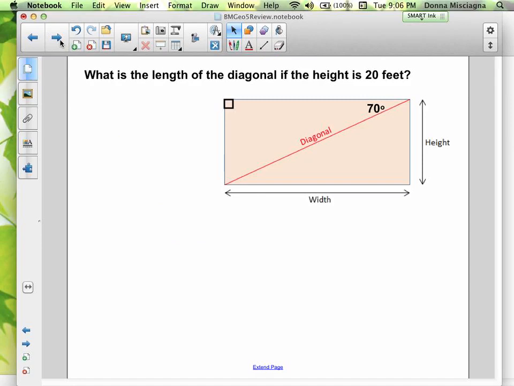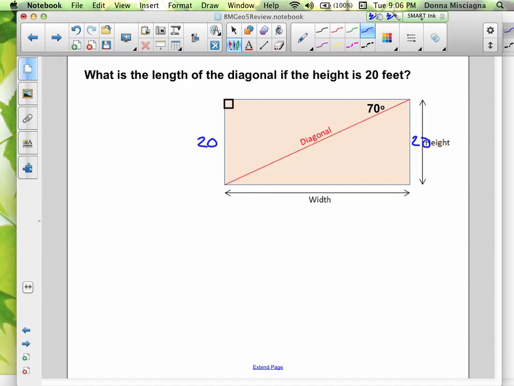And we want to know the length of the diagonal if the height is 20 feet. The height would be 20 here, and this is a rectangle. We know because we see the right angle. And I could have said this is a rectangle, so I'm telling you this is a rectangle. So the opposite sides are congruent, so we can put the 20 on either side.